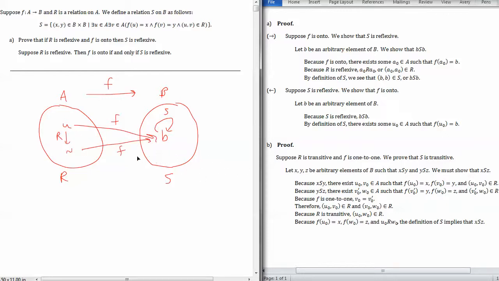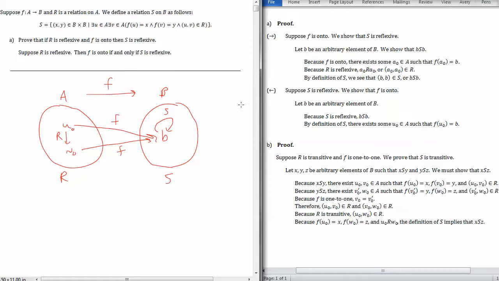I'm losing my drawings here. We just had to prove that I'm trying to show f is onto, so we just had to find some element back here. I guess in the proof I called these u naught and v naught, which map to b. And in fact, we have two of them, right? We have more than we need. So we've certainly shown that f is onto. Okay, so that takes care of part A.